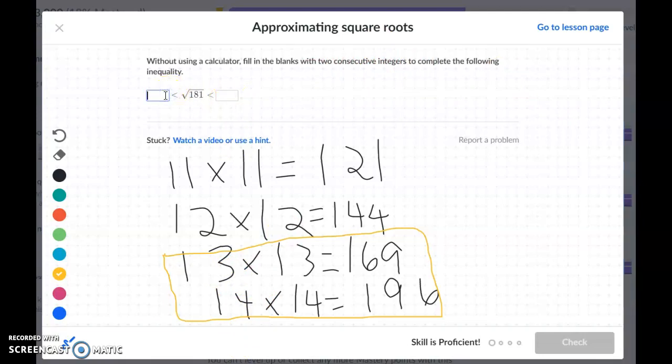Okay, 13 is less than the square root of 181, and I know that because 13 times 13 is 169. And then 14 times 14 is 196. I just checked on my phone, and yes, 14 times 14 is 196. So the square root of 181 would be in between there somewhere, like 13.5 or something. Now we're going to go ahead and check it. Voila!